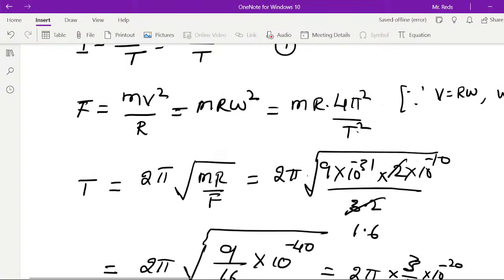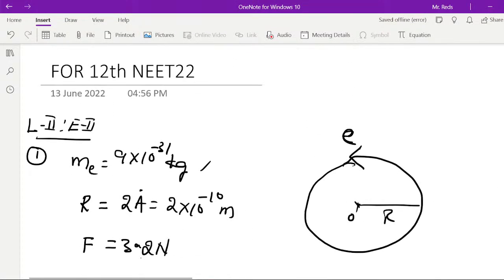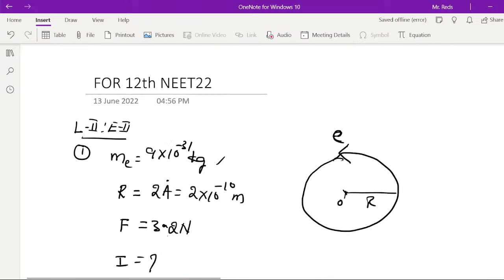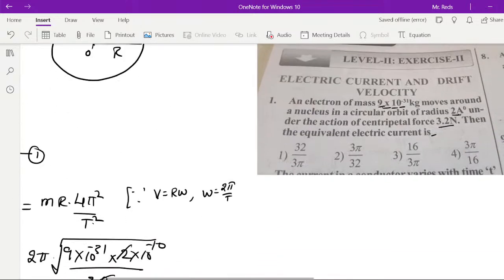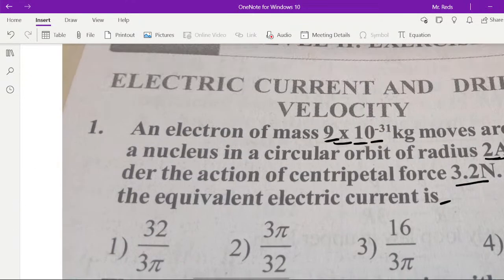Let us discuss one small question, a numerical from current electricity. Yes, the question is, you can see the question here. Just be in the line, just a minute. I want to check whether it is coming properly or not.